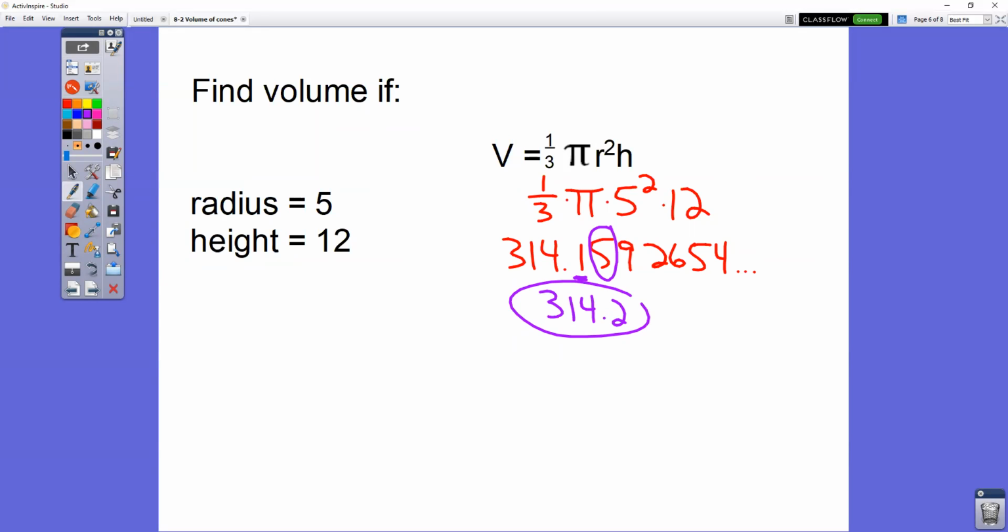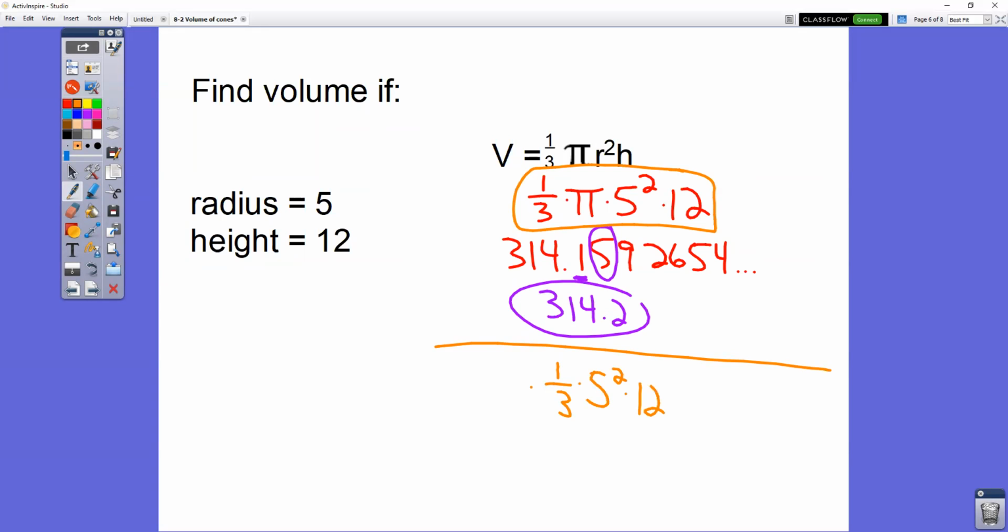So that's going to round up to be 314.2. When we go to do it in terms of pi, we're still going to have our same exact thing as we did up here, but we're not going to type in the pi symbol. So we have 1/3 times 5 squared times 12. We're just going to take that pi symbol and stick it at the end. So we're just going to type in 1/3 times 5 squared times 12, which is 100, and then just take that pi symbol and stick it at the end. So we have an answer of 100 pi.